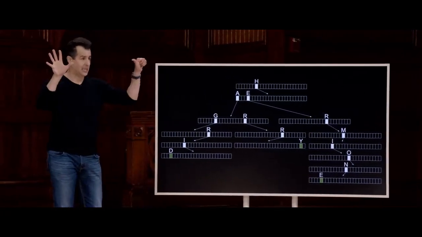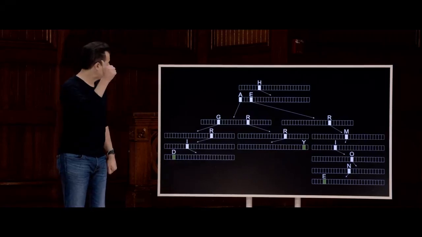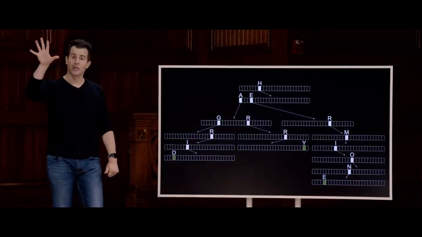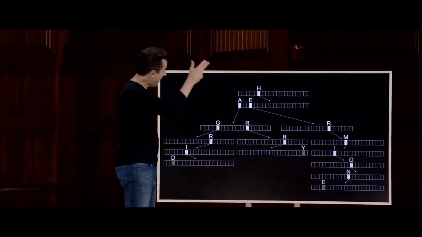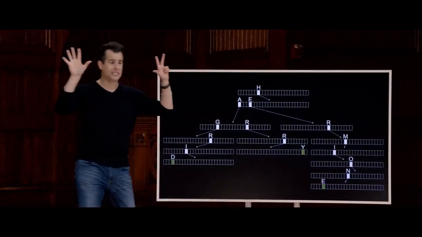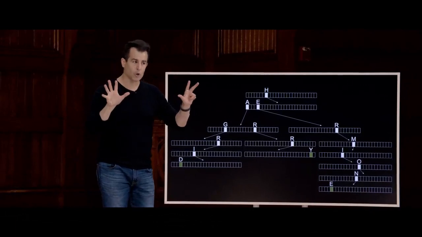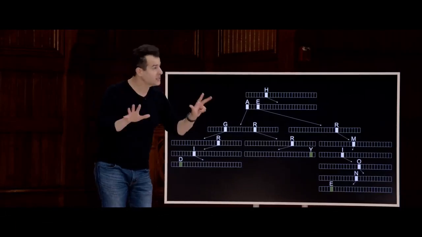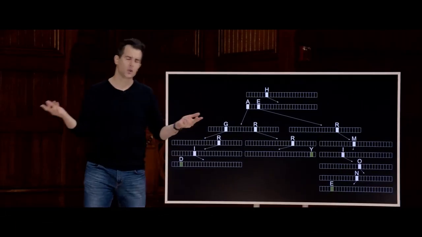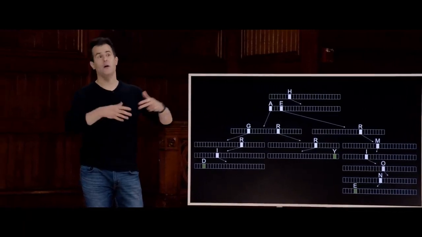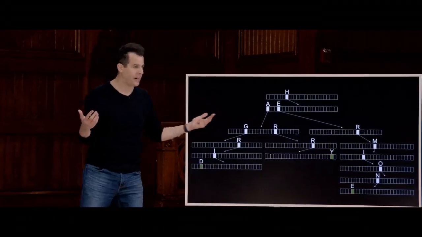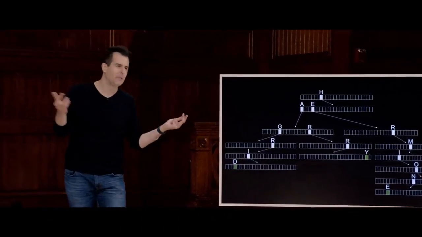H-A-G-R-I-D. So six steps to find Hagrid. H-A-R-R-Y, five steps to find Harry. H-E-R-M-I-O-N-E, eight steps to find Hermione. But notice that those steps are only dependent on what? The lengths of the humans' names. And let's assume that no one's going to have an infinitely long name. It's going to max out at what, like 18, maybe 20, 30.